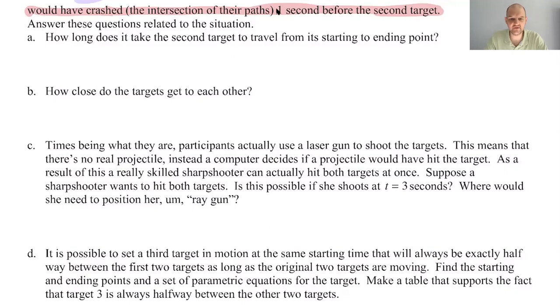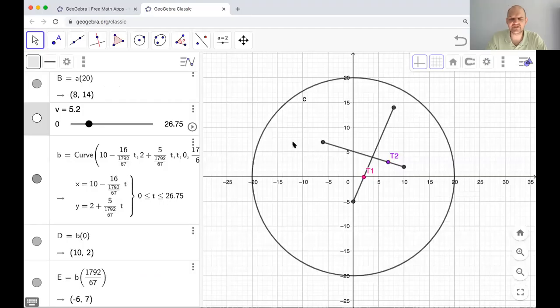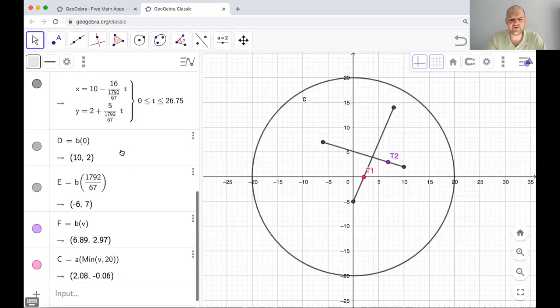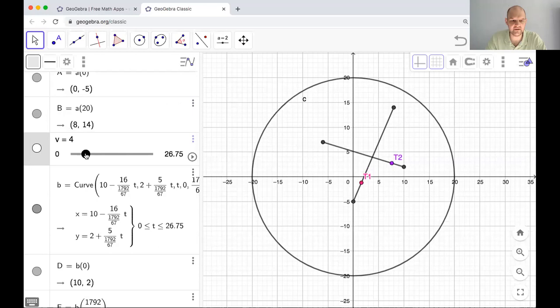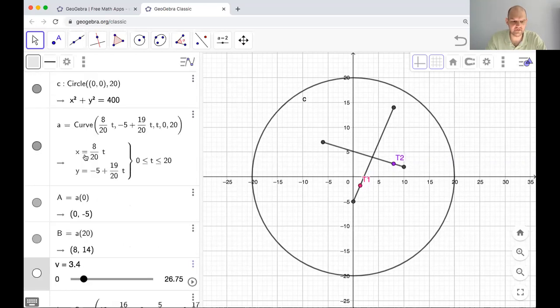Okay, so let's go to GeoGebra. And I'm trying to think how I would ever do this. All right, so she's going to shoot and she wants to hit both targets. So let me just move the slider here. And she wants to hit them at t equals 3. So if I just put the slider at t equals 3, can I even do it? I think it's going by 0.5s. So 1, 2, 3. Okay.